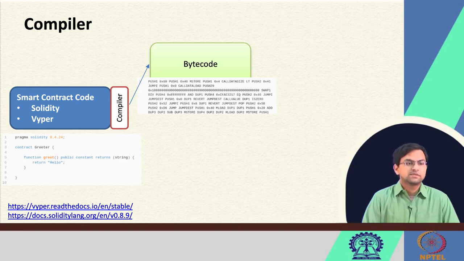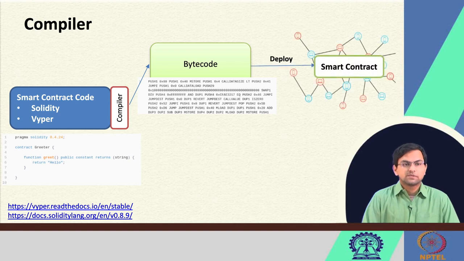So, in the images you can see Solidity on the left, the smart contract in the Solidity language, and then after compilation it is turned into some kind of bytecode which is executable by the EVM, but which is difficult for humans to understand. Now, this bytecode can be deployed as a smart contract in the Ethereum network.